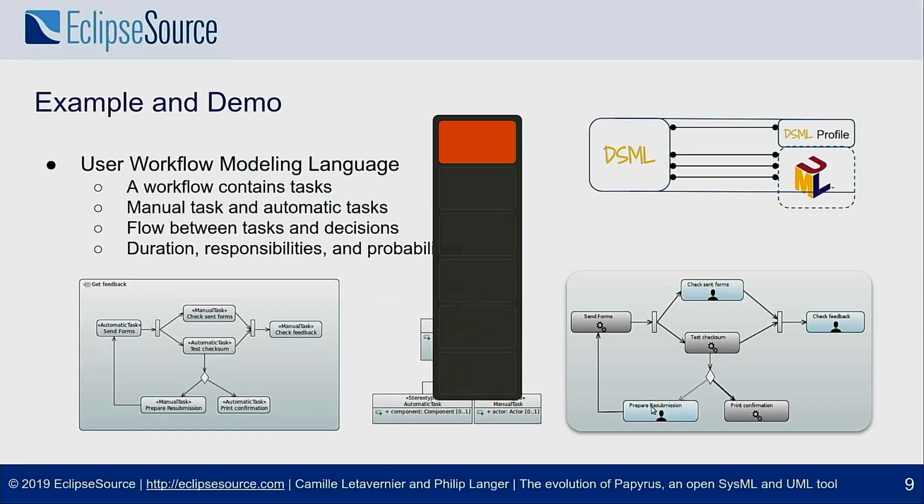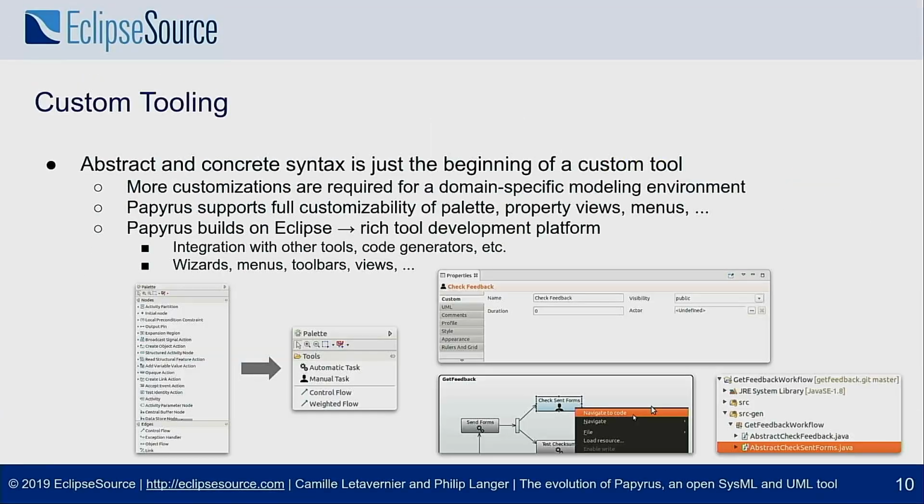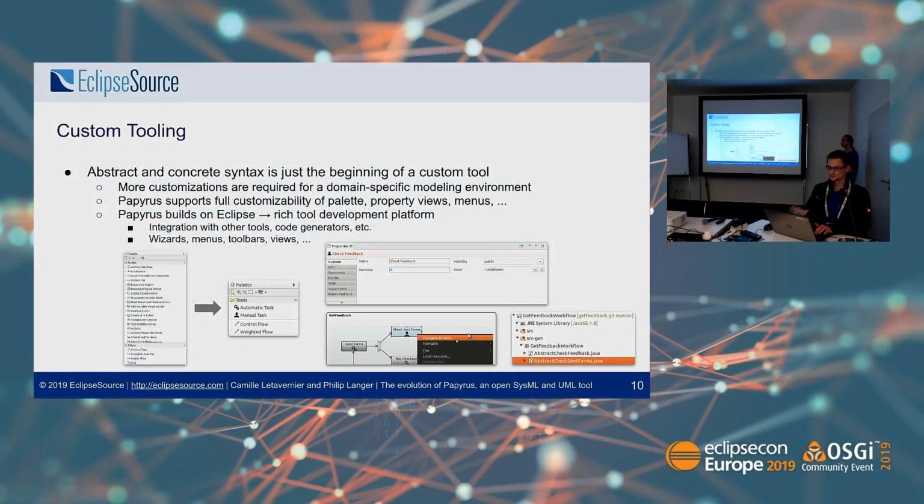Right. So I've already talked about the custom tooling. I don't want to go too much into detail, but of course, Eclipse also provides you way more things that you can do. So for instance, you can attach a code generator to it. You can do validation tasks and print results and so on. So that's all really easy to do, because Eclipse is a platform for building tools, so you can make use of that.